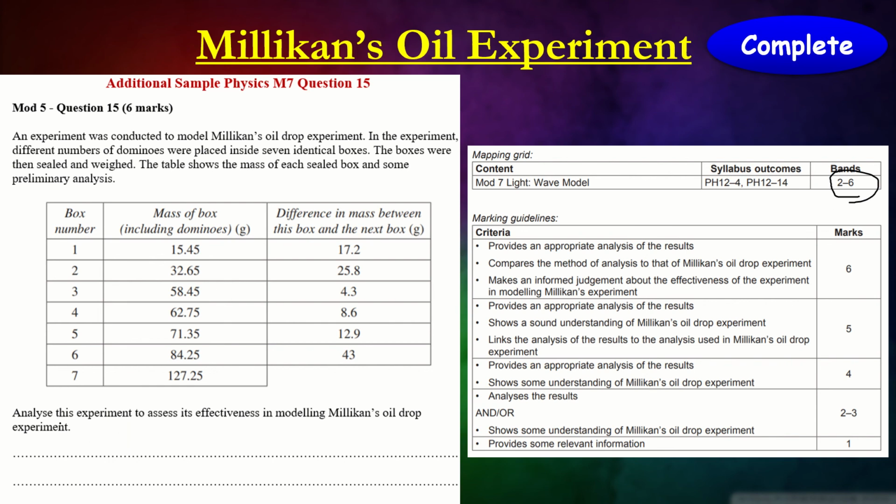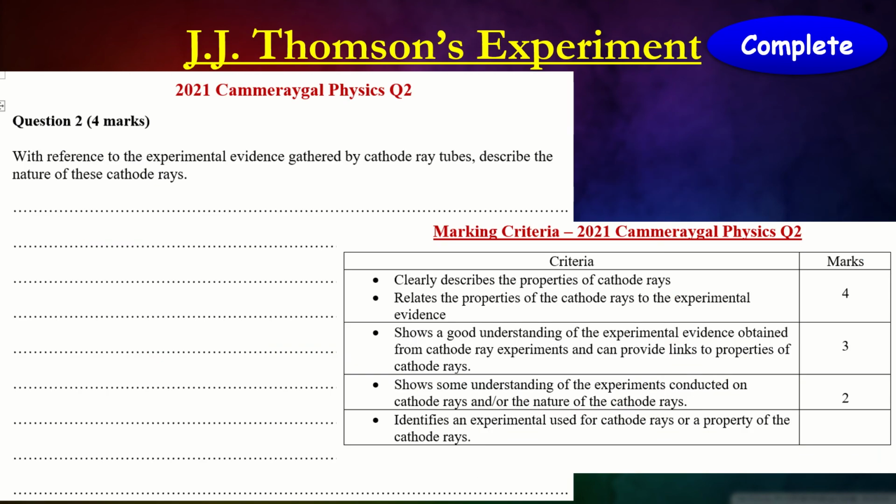It says analyze this experiment to assess the effectiveness. Now remember, analyze means pros and cons, assess means judgment. Okay. And the last one is one designed by yours truly. With reference to the experimental evidence gathered by cathode ray tubes, describe the nature of these cathode rays. So, what are the actual properties of cathode rays? That's another thing you can look into.